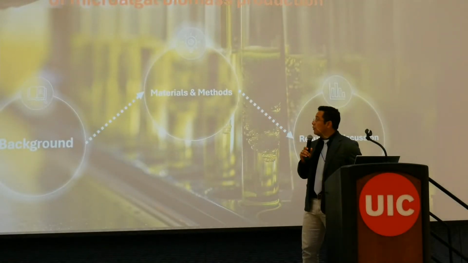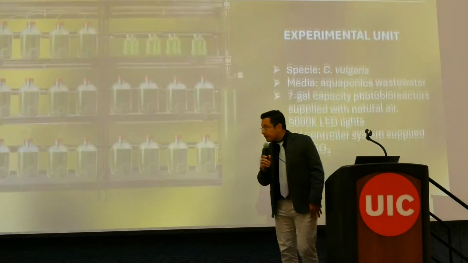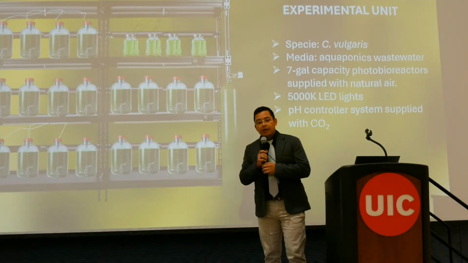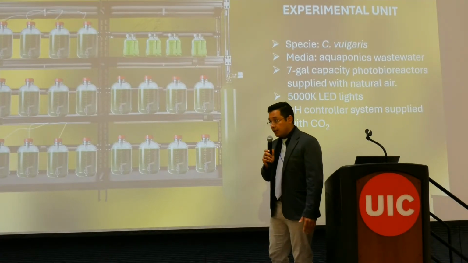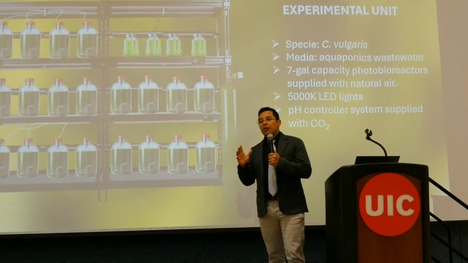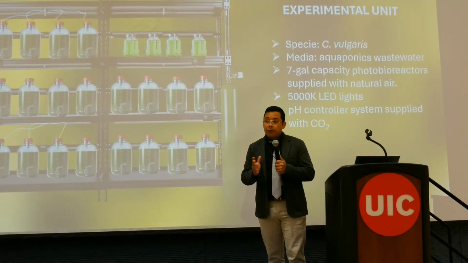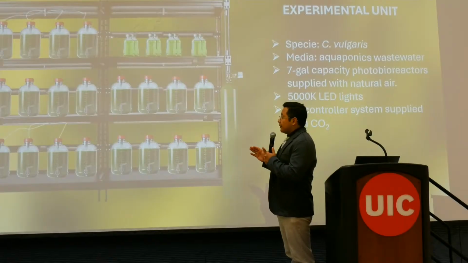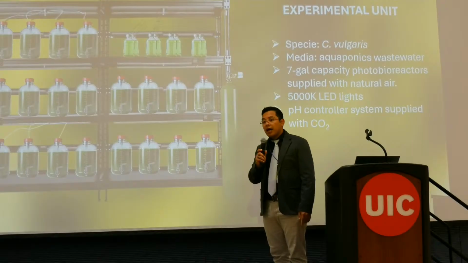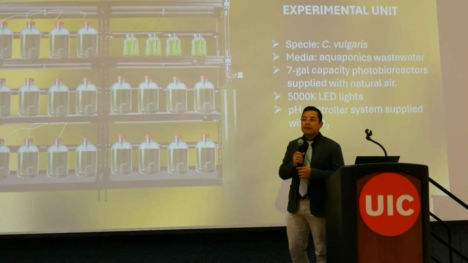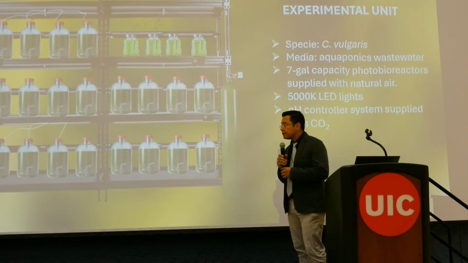Now let's move on to materials and methods. Here I'm presenting you the actual setup of the experimental unit. So this is nothing but a bunch of bioreactors on a shelving unit. So as you can see, we have 27,000 capacity photoreactors, which we use as experimental units.